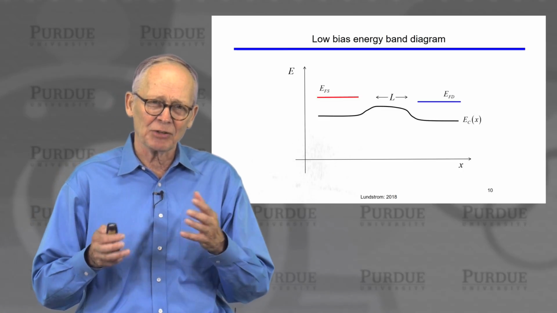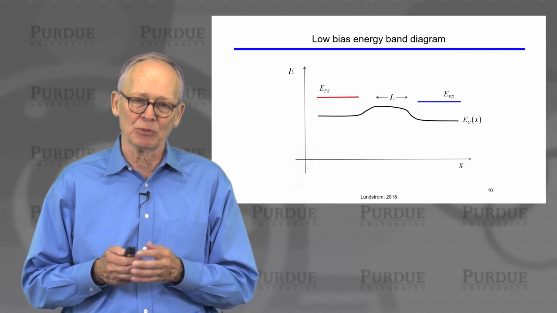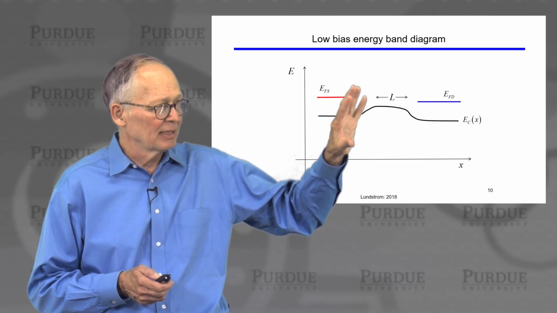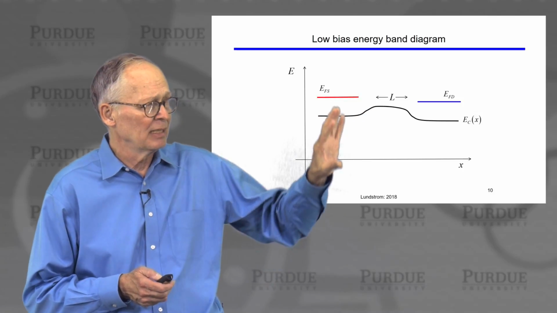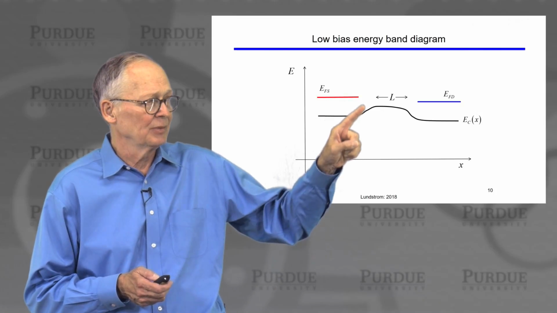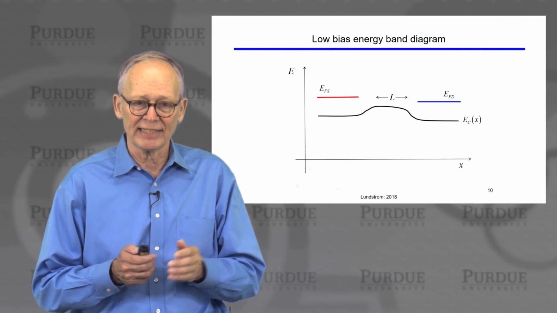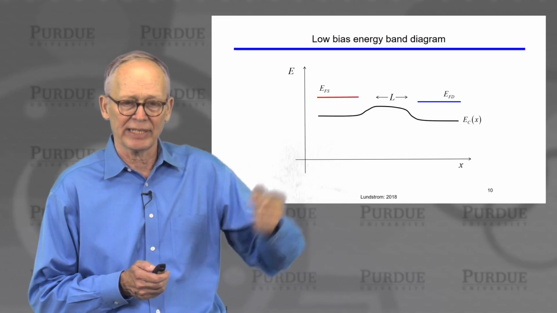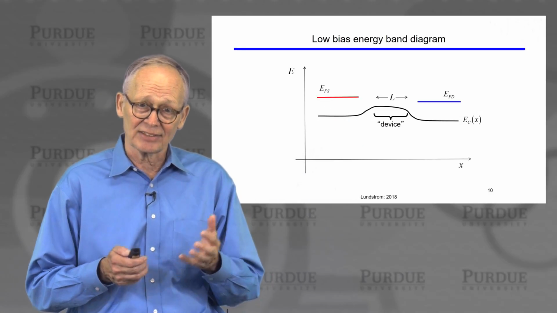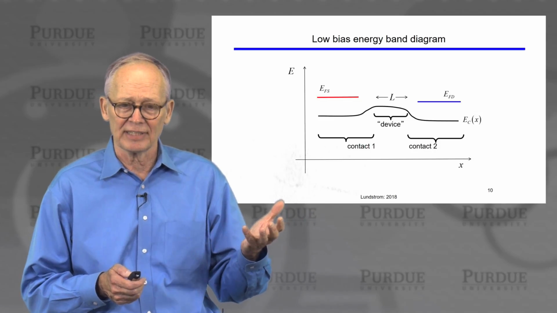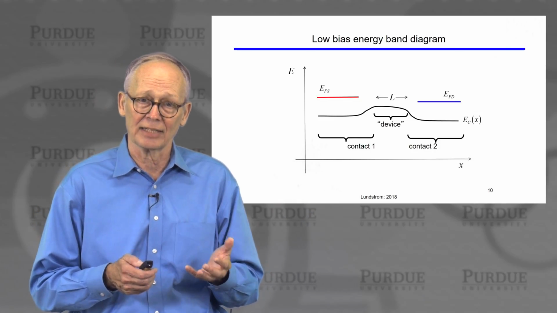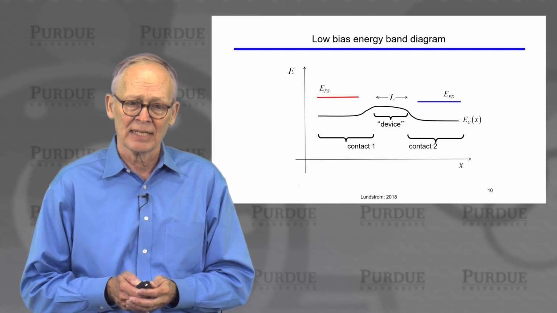Now, if I think about how do I make sense of this ballistic mobility, what does it mean? Let's think of our nano device here. Here's our energy band diagram. Under low drain bias, we have a slope in the channel and a finite electric field. We have some length of the channel. That's our little nano device between two contacts. The regions on either side are our contact 1 and our contact 2.